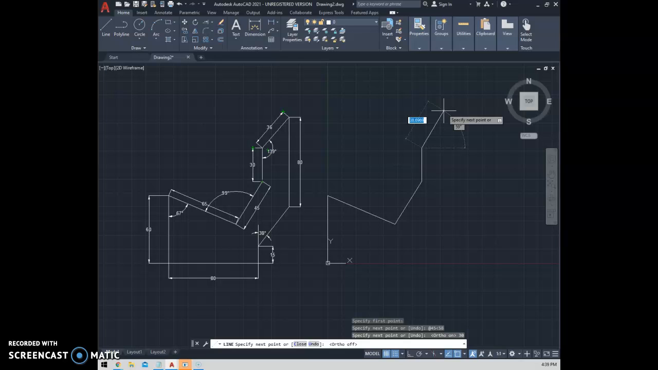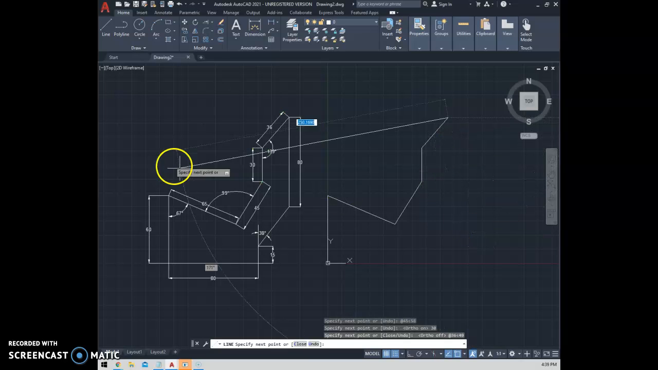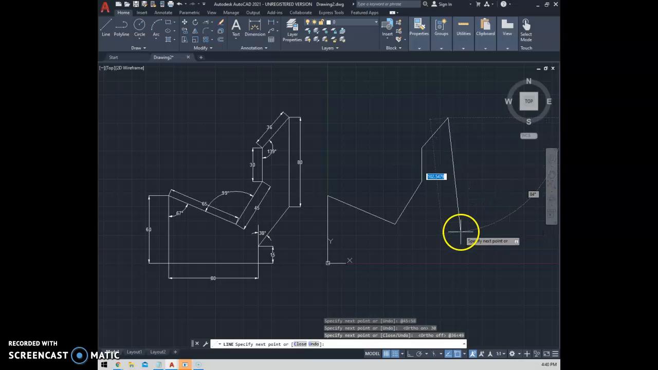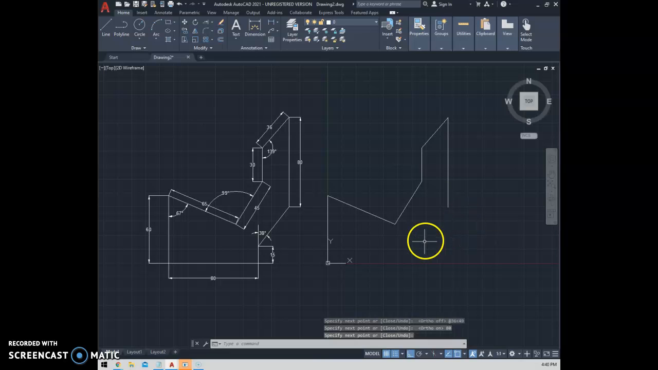I'm going to type in the length first with the at symbol, at 36 less than 49. And there's my line. Okay. Then notice it's a parallel vertical line, so I'll put my F8 back on, and I'm going to type in 80, enter.